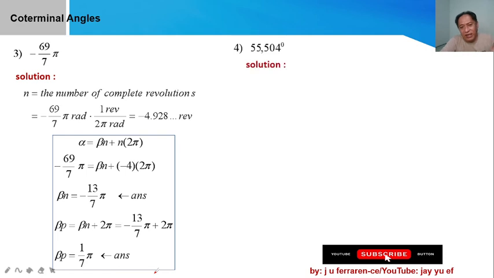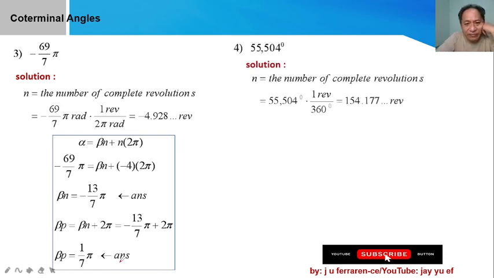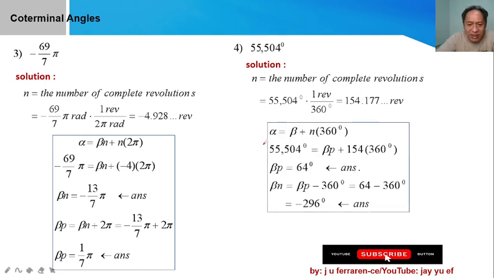Okay, let's try with an angle in degrees by directly using the definition. n is the number of complete revolutions. The given angle is 55,504 degrees. In terms of revolution, that is 154.177 revolutions approximately. Our n is 154. And what's the formula to be used? Alpha is equal to beta plus n multiplied with 360 degrees.